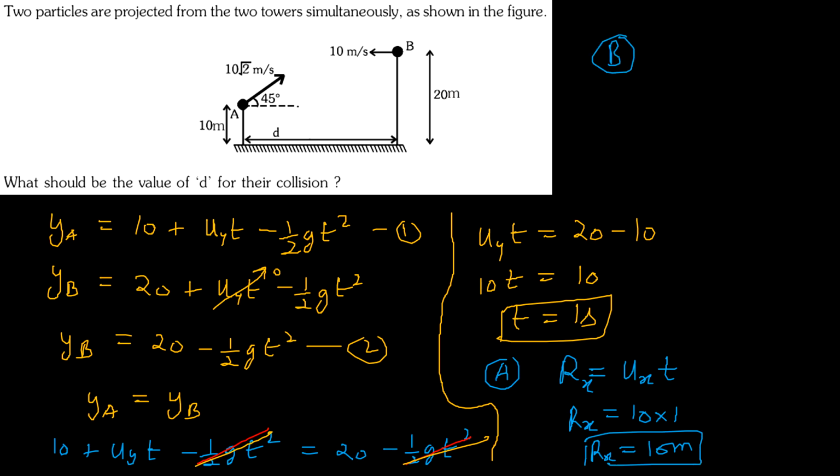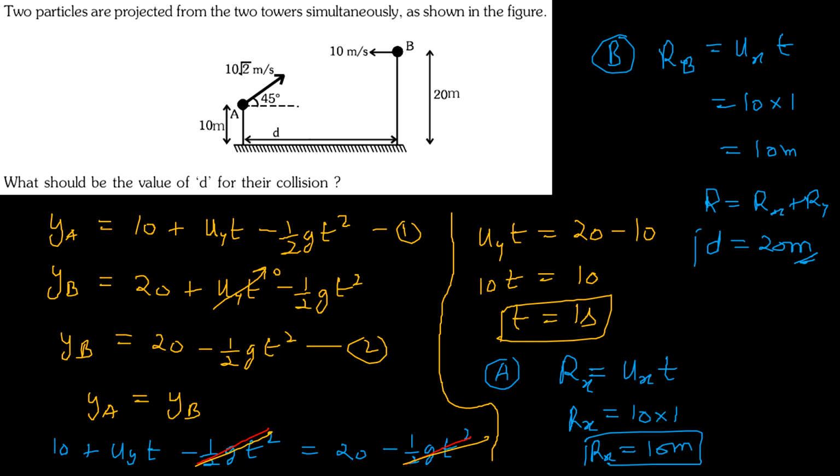Now what is for the point B? Now come here. Okay, now I am talking about point B. Now for point B, rb is equal to uxt. Now ux is 10 and t is 1, so it is 10 meter. Now total R is rx plus rb, so it is 20 meter, right? So the d is 20 meter. So this is our final answer. 20 meter is the original distance between A and B. Okay, thank you.